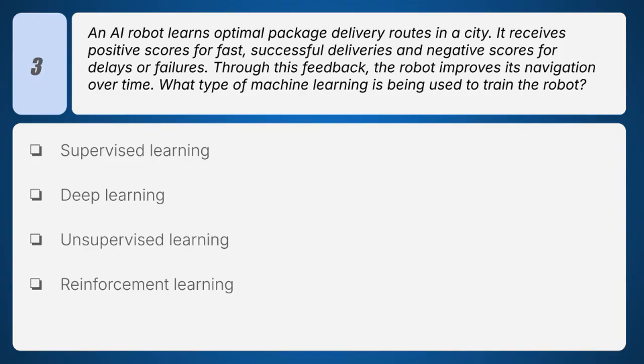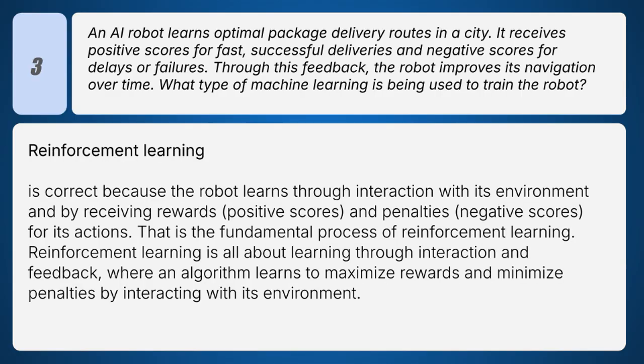A. Supervised learning. B. Deep learning. C. Unsupervised learning. D. Reinforcement learning. Reinforcement learning is correct because the robot learns through interaction with its environment and by receiving rewards, positive scores, and penalties, negative scores, for its actions.